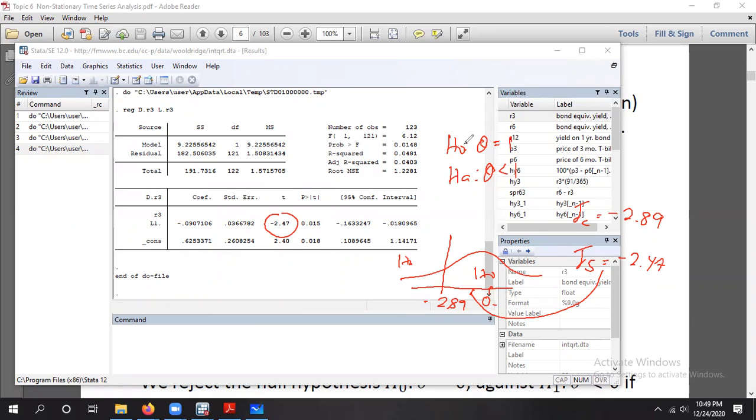When H0 fails to reject, it means we accept H0, meaning our data is non-stationary. This is our result from the unit root test. It shows that our data for R3 is non-stationary.